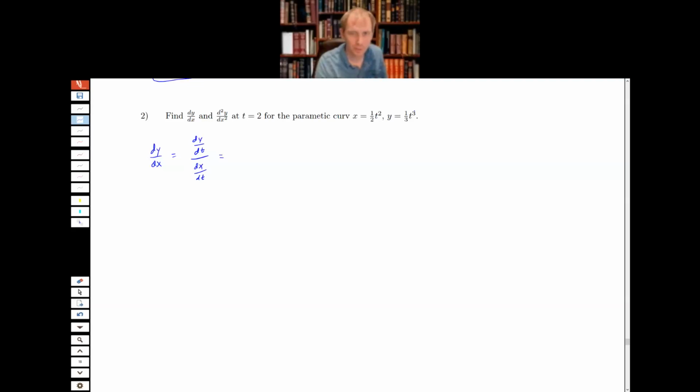Okay, dy dt, when I differentiate this, the 3 comes down, a third times 3 cancels, so I'll just get t squared. For dx dt, when the 2 comes down, it cancels with the half, so I just get 1 times t. When I simplify this, t squared over t, I just get t. Okay, so dy dx at t equals 2 will give me 2. So that's my first answer.